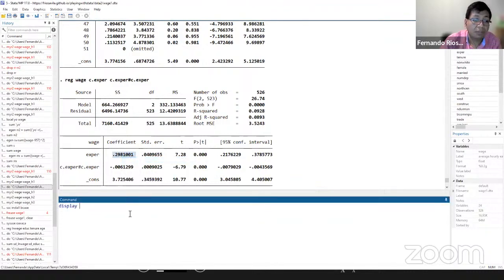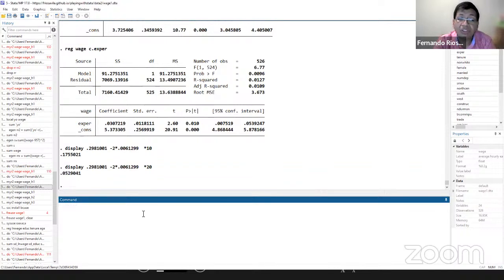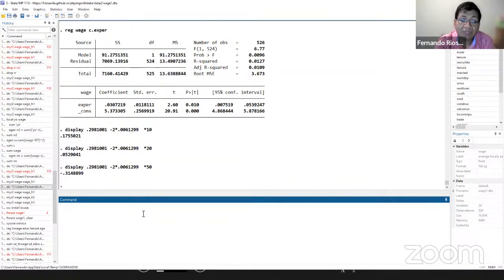Let's copy this, minus 2 times this 10. For somebody with 10 years of experience, the 11th year of experience would only give him 17 cents. Somebody with 20, only 5 cents. Somebody with 50, actually for that person, an additional year of experience seems to reduce the returns to experience.